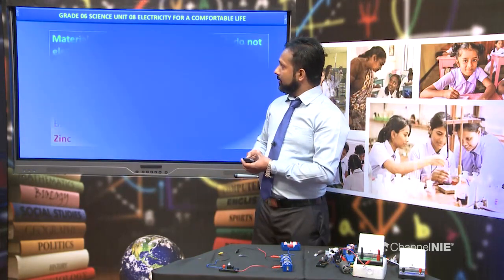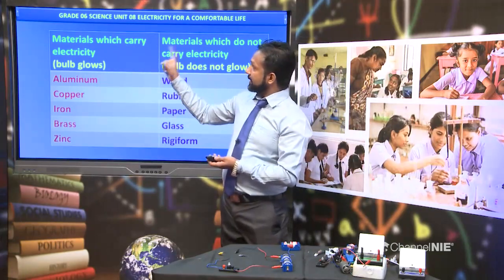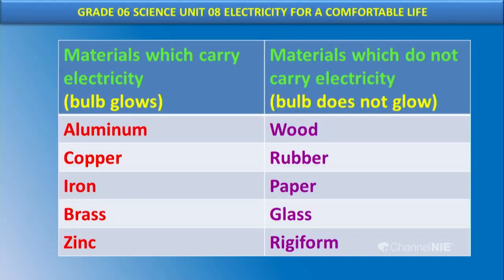So we can say that there are materials which carry electricity and materials which do not carry electricity. If the electricity passes, the bulb glows. If electricity does not pass, the bulb does not glow. What are the materials? Aluminium, copper, iron, brass. Brass is also an alloy. Zinc. These materials conduct electricity. Wood, rubber, paper, glass, thermocol, they are called the materials which do not conduct electricity.